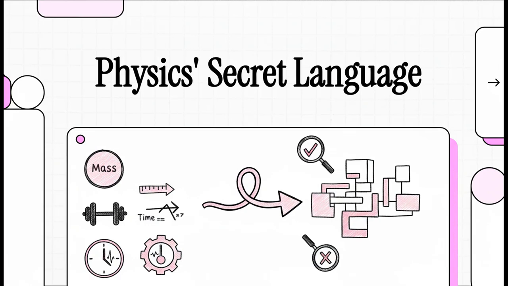Have you ever looked at a physics textbook and felt like it's written in a totally different language? Well, here's the secret. It kind of is. But the good news? The alphabet is incredibly simple. Today, we're going to learn that alphabet. And once you do, you'll have the key to decode pretty much everything. So let's jump right in.